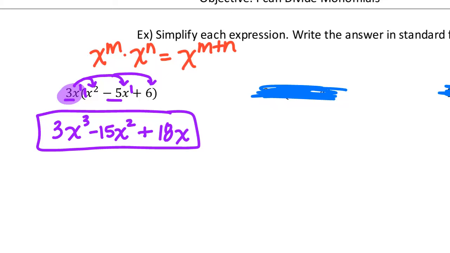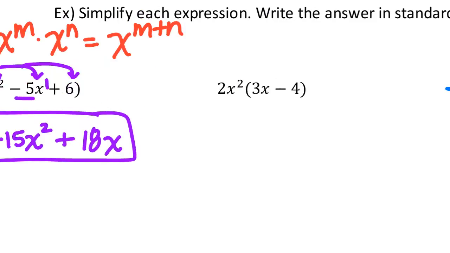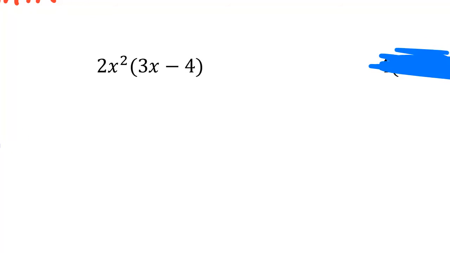All right, next example, go ahead and copy. We have 2x squared times parentheses 3x minus 4. All right, so if I take my coefficients and multiply them, this 2 times the 3 gives me 6. And then the x squared times x to the first, that's 2 plus 1, is going to give me an x to the third power.